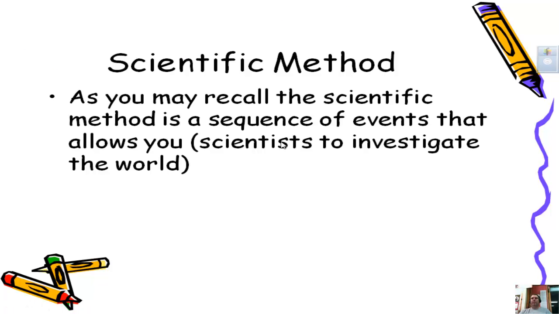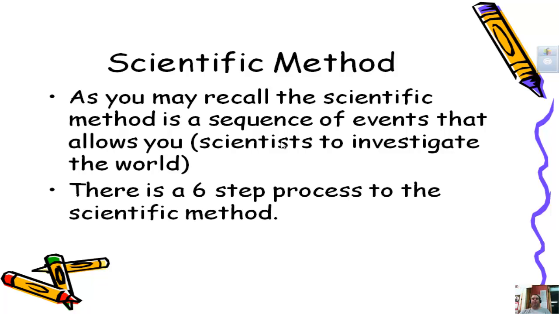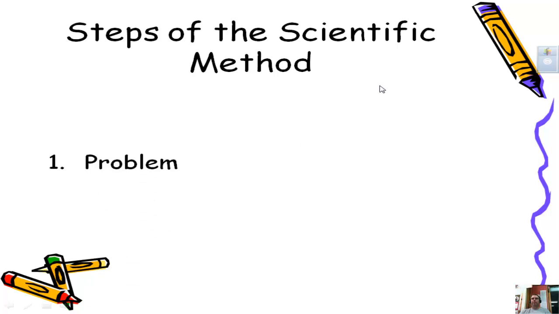The scientific method, as you may recall, is a sequence of events that allows scientists to investigate the world. Of all the labs we'll be doing this year, you will be the scientist, using the scientific method to come up with a conclusion at the end of each lab. It is a 6-step process for solving a practical problem.